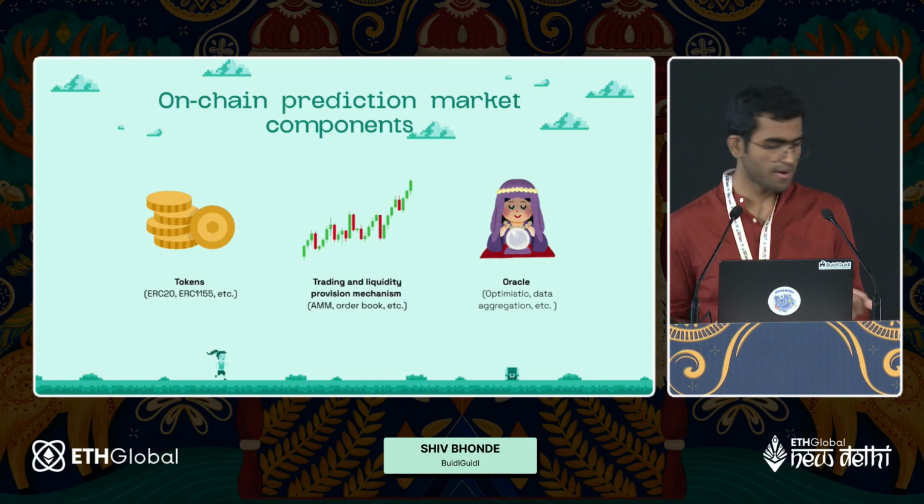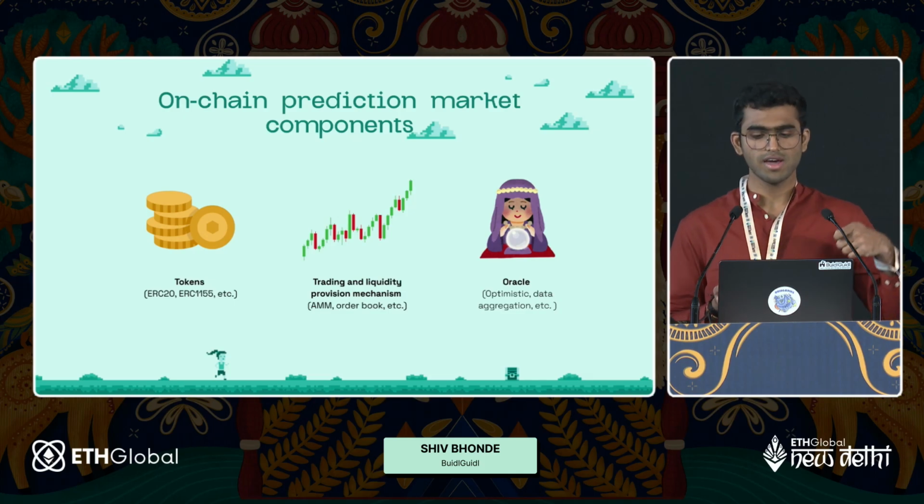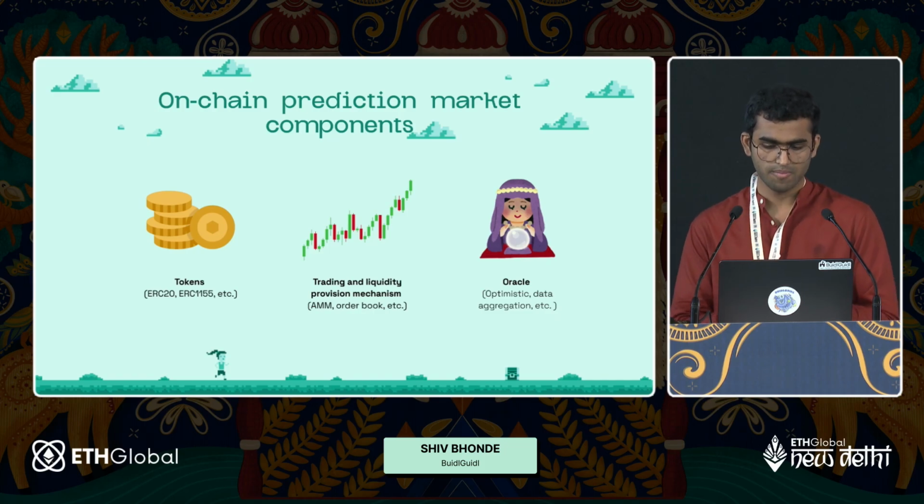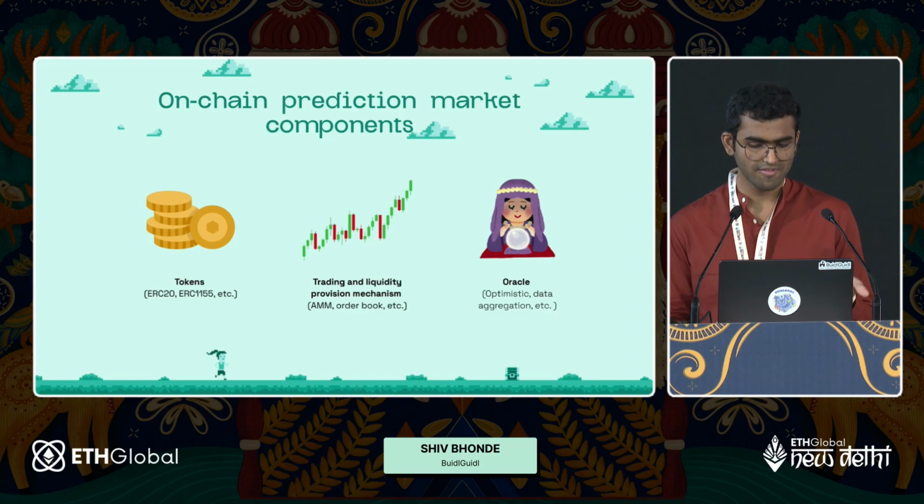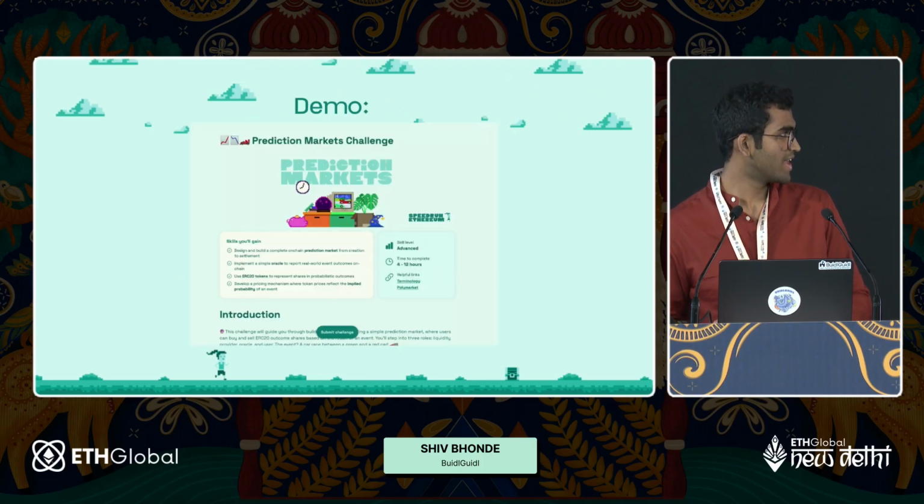And the third part of this prediction market is the Oracle. Oracle basically is the one which settles the thing on chain and gives the result out to the world. And this is where the prediction market stops. There can be various kinds of oracles, but yeah.